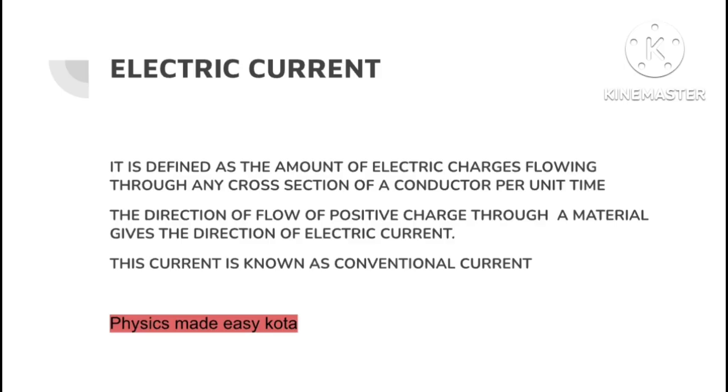So current carriers form the electric current, and electric current is defined as the amount of electric charge flowing through any cross section of a conductor per unit time, and the direction of the flow of the positive charge through a material gives the direction of the electric current. This current is also known as conventional current.